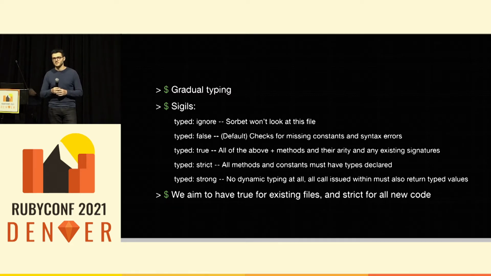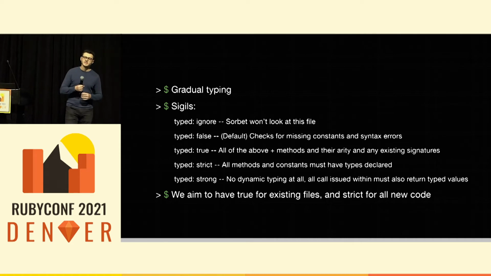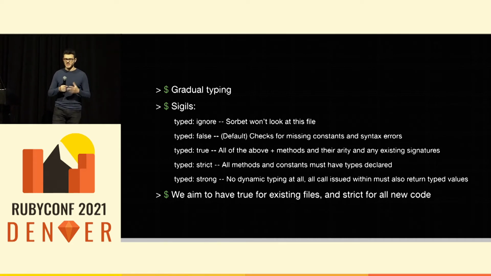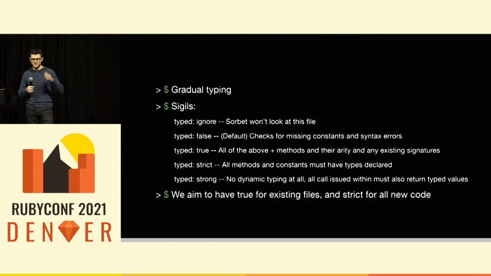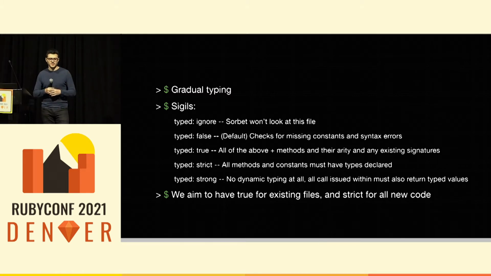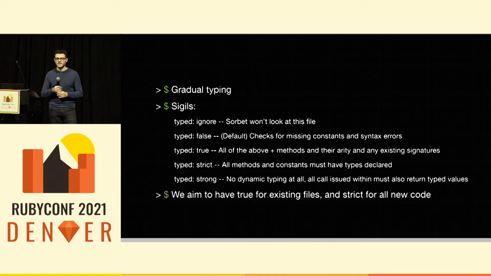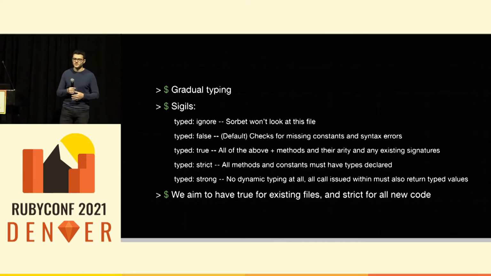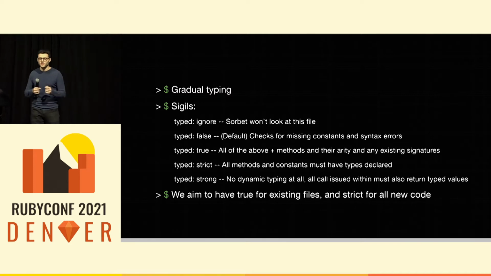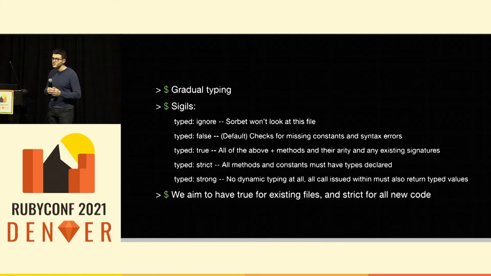Strict means that every single method and constant that you have in your file has to be statically declared. The types have to be statically declared. Strong is sort of like the ultimate level of this, and there's limited support for this because what this says is that any call that you're making within that file has to invoke code that is also typed, right? Sorbet itself has sort of limited support for this, and we don't really try to get to this level. So we aim to have true for existing files, and any new code that we write, we try to make it strict.